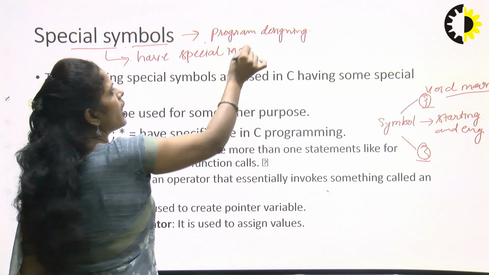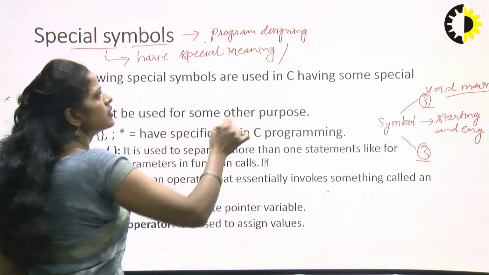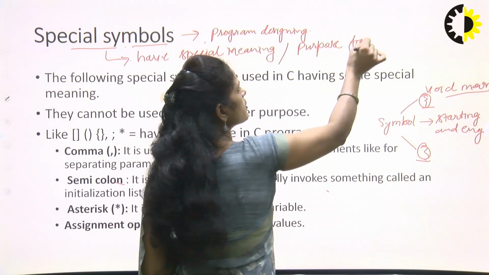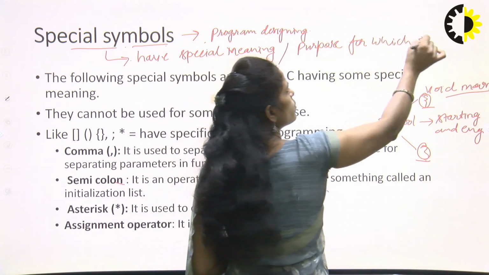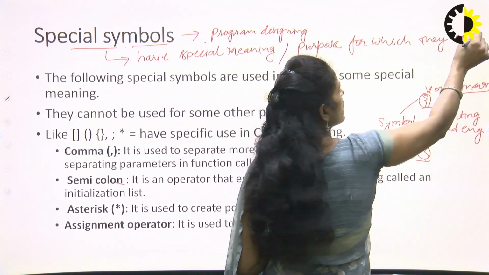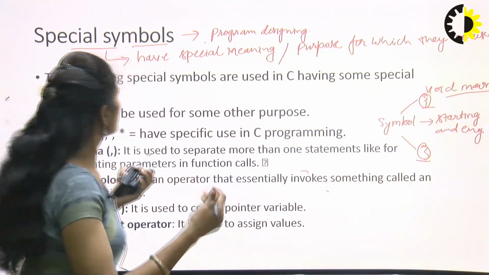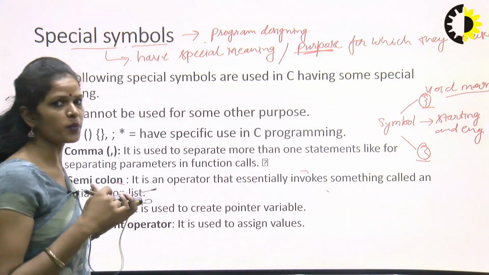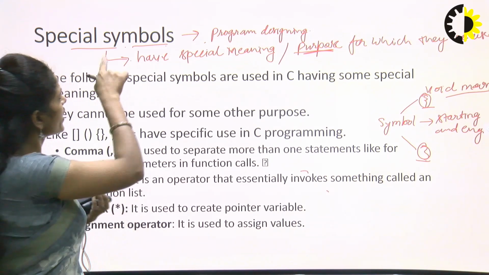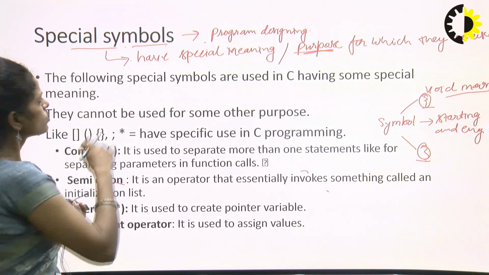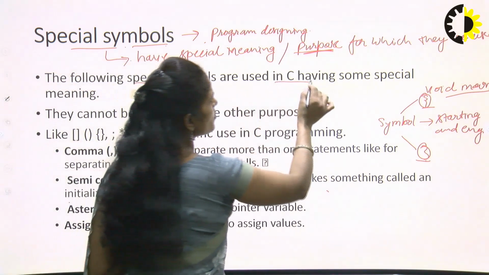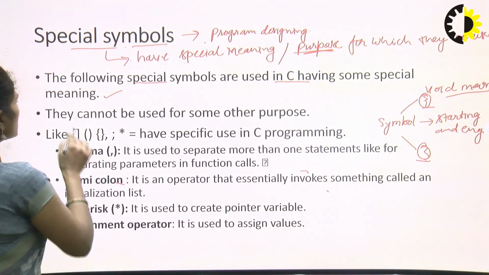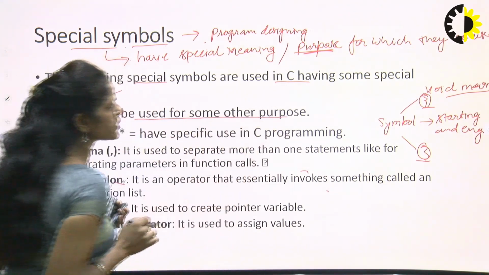and a special purpose for which they are used. We cannot use them for any kind of purpose. We can use them only for the specific purpose that defines the actual meaning of these symbols. So special symbols are used in C programs with a special meaning, as we already mentioned. They cannot be used for other purposes.